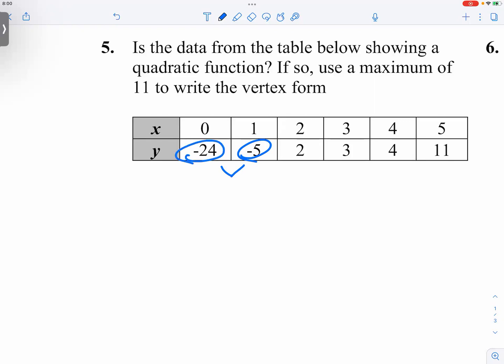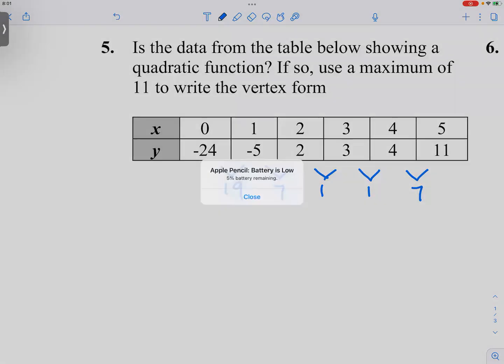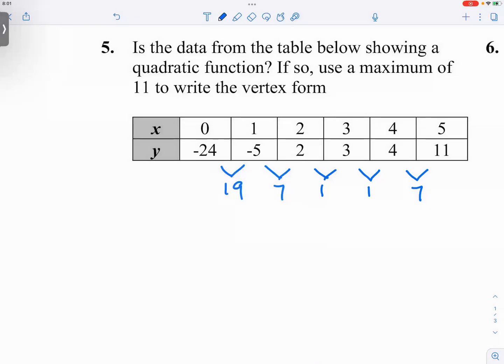So when you do right minus left, -5 minus -24, that is -5 plus 24, which gives you 19. 2 minus -5, which is 2 plus 5, which is 7. 3 minus 2, it's 1. 4 minus 3, it's 1. And then 11 minus 4 is 7. So it seems like there's a little pattern right here, but they're not the same. So we know it's not linear.